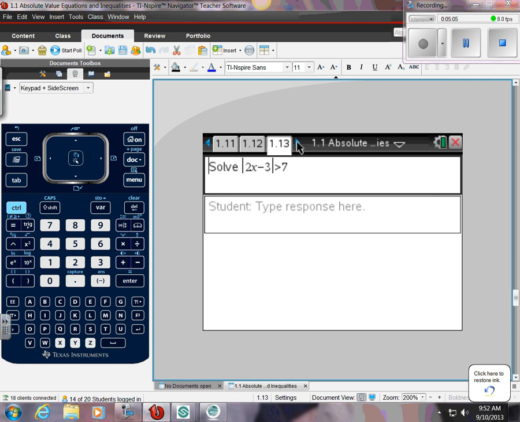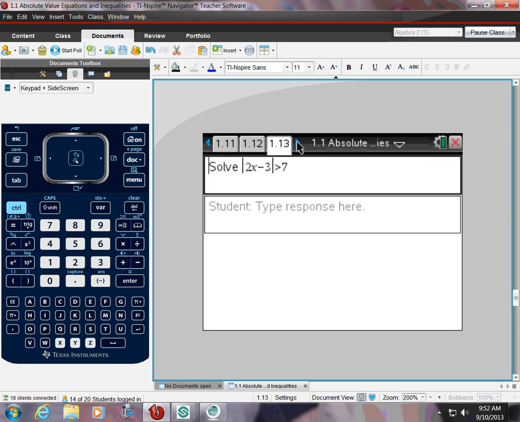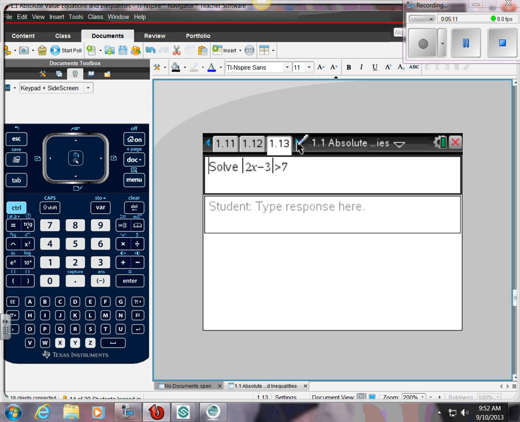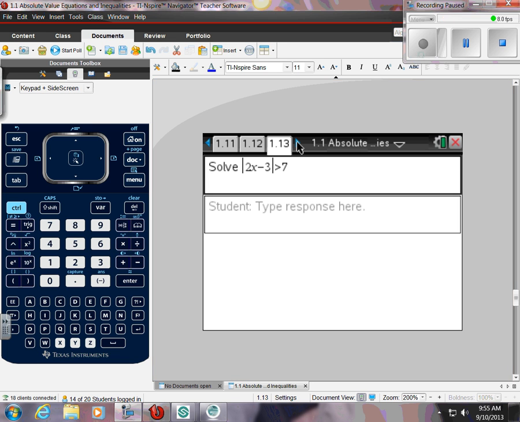Next page. Is it isolated? Absolutely. What can I do next? Good. So go ahead, set up your two inequalities, get your solutions, graph them out, and then we'll talk. I'm going to give you a second to do this. Let's go with it.